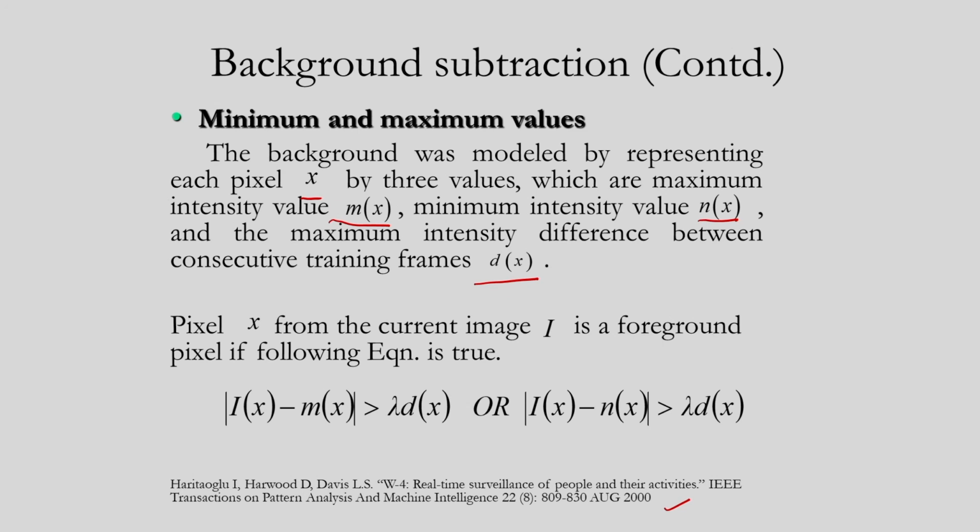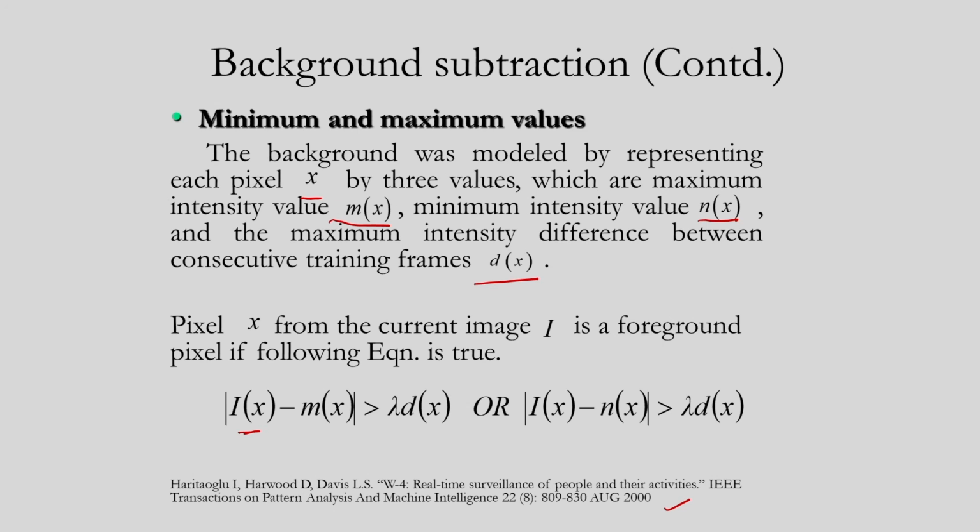So, how to do this? Pixel x from the current image I is considered as a foreground pixel if the following equation is true. That means Ix, that is the current pixel, minus mx, where mx is the maximum intensity value, is greater than lambda dx, or Ix minus nx, where nx is the minimum intensity value, is greater than lambda dx. Based on this I can determine the foreground pixels. So, briefly this is about the algorithm.